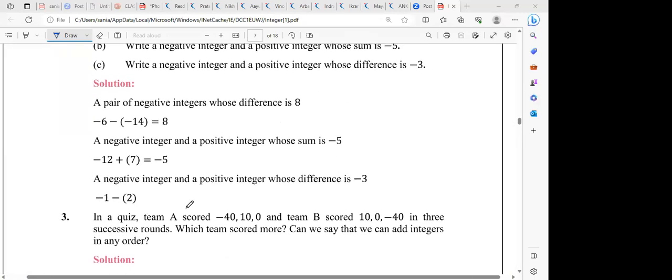In a quiz, team A scored minus 40, 10 and 0 and team B scored 10, 0 and minus 40 in three successive rounds. Which team scored more?